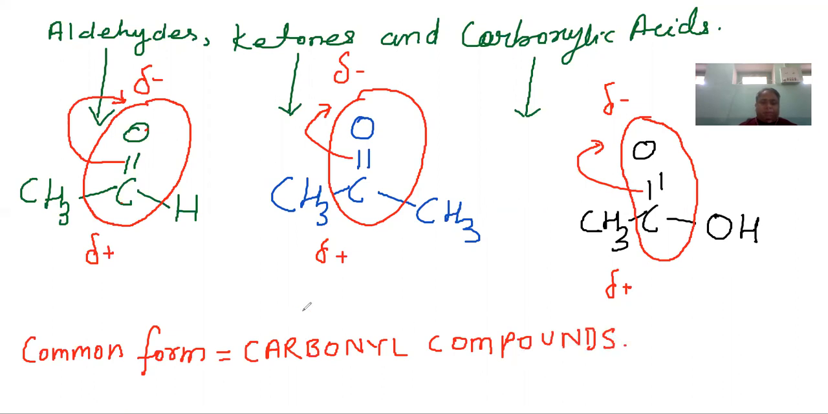In carbonyl compounds, there will be a carbon oxygen bond. This side there will be one alkyl group, and this side there can be anything, X. It could be alkyl group, it could be OH, it could be H. Now whatever addition or whatever elimination has to take place will take place here only. Now I will show you with some example.